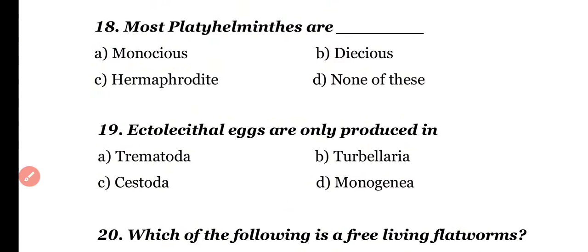Question number eighteen. Most Platyhelminthes are monoecious, dioecious, hermaphrodite, none of these. Correct answer is option A. Mostly Platyhelminthes or flatworms are monoecious except liver fluke jo ke dioecious hai.